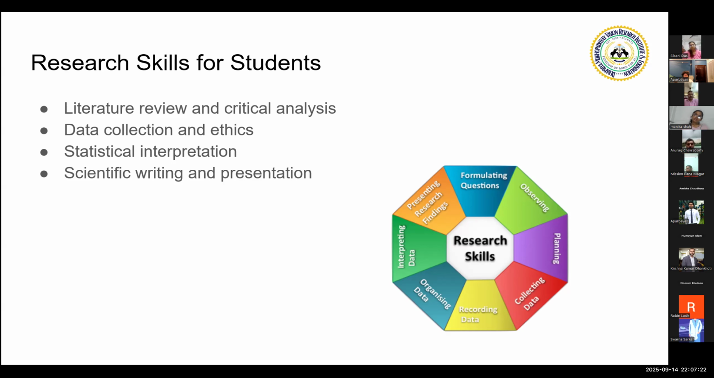Understood? Yes, sir. Okay. Next comes the statistical data collection and ethics. I have already told about data collection and ethics. Statistical interpretation, right? Yes, statistical interpretation and scientific writing and presentation. That is very important. So these are important skills you need to learn, and skills cannot be learned in one day. Okay, it needs a lot of reading, it needs a lot of practice, it needs a lot of patience.